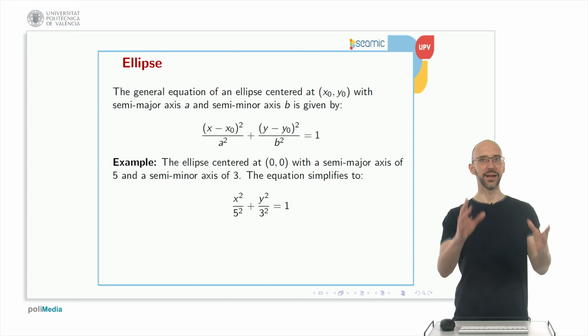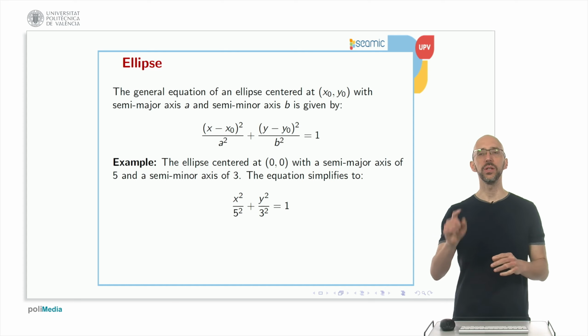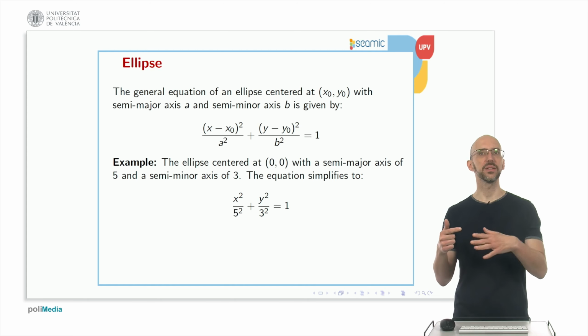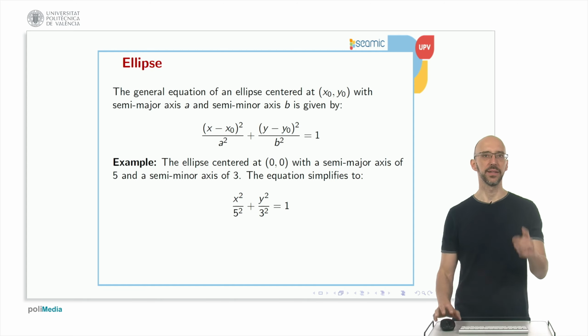Just by looking at this general equation, you need to, first, recognize what it is, an ellipse. Second, recognize the values of the semi-major axis and the semi-minor axis, which are 5 and 3, okay?